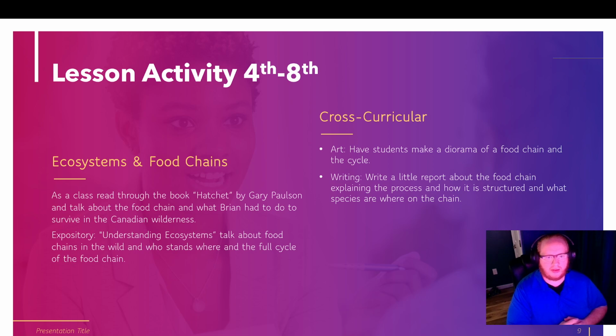For fourth through eighth grade, you can talk about the ecosystem and the food chains. For art, you can have them make a diorama. Write a little report about the food chain, explain the process and how it's structured and what species are where on the chain.